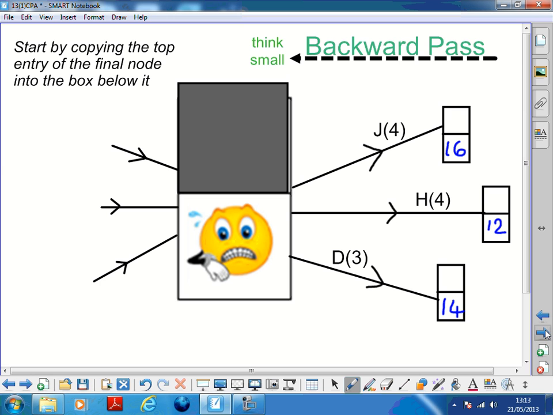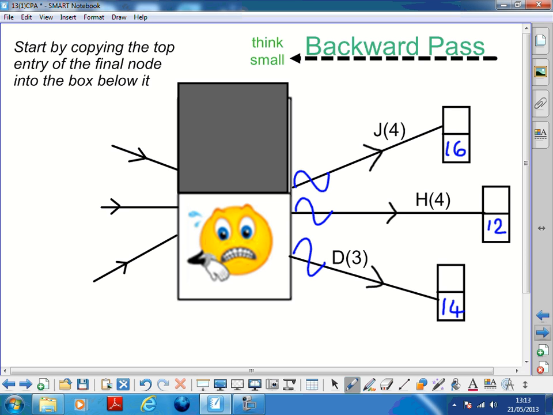Okay, backward pass. So this time we're doing small. You're going to an event and looking at it, and I tend to use this wiggly line for backward pass just because it distinguishes it from a forward pass. So we've got 3 things coming out of this event.